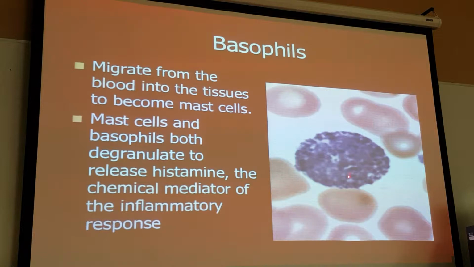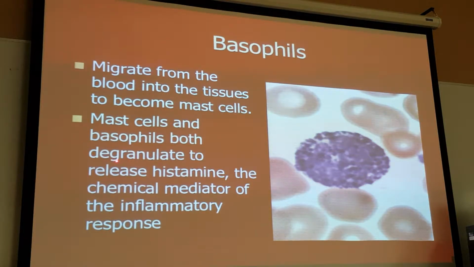So this is where histamine comes from. Okay. And mast cells, basophils are in the blood. They can evolve into mast cells which migrate into the tissue. And it's really the same cell. A mast cell is really just a basophil that has migrated into the tissue.